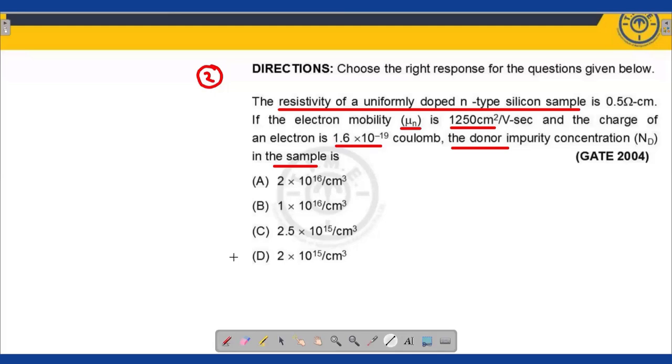So he has given the resistivity. The resistivity we always represent by rho, which is equal to 0.5 ohm centimeter. And if I need to find the conductivity, why I am finding the conductivity, I will tell you later. The conductivity is indicated by 1 by rho, that is, the inverse of resistivity.